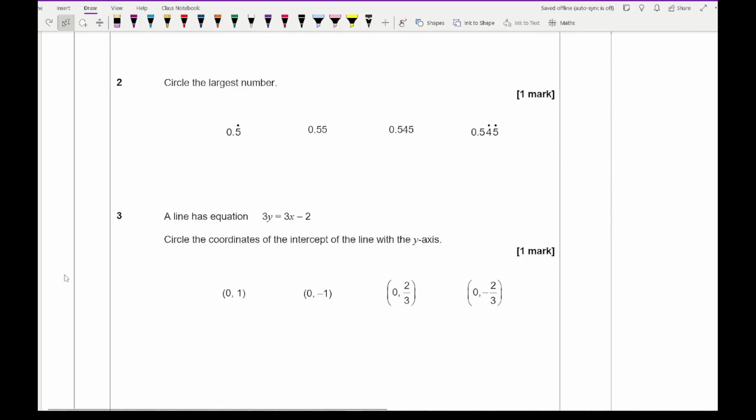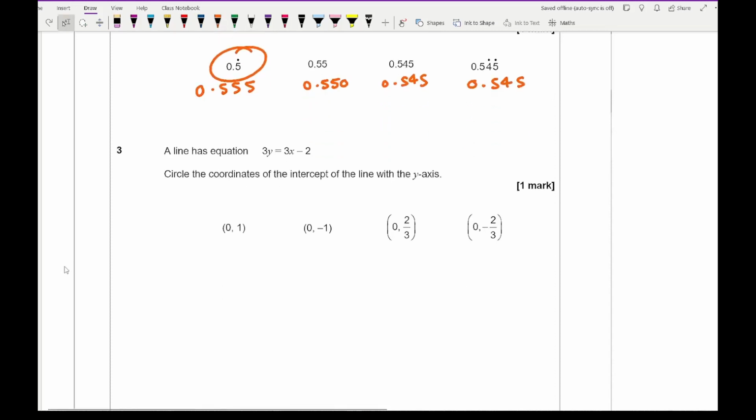Moving on to question 2, it says circle the largest number. If you can't see this straight away, just write each of the numbers so they've got the same number of digits after the decimal point. So this is going to be 0.550, 0.545, and 0.55. And you can see here which one's the biggest 3-digit number. That's going to be our first option.